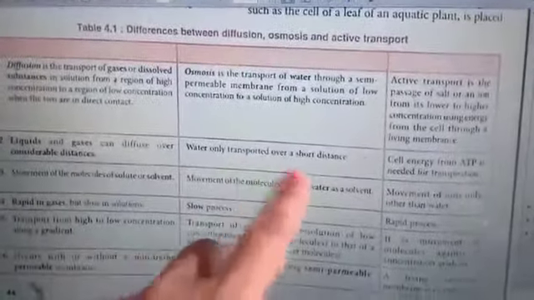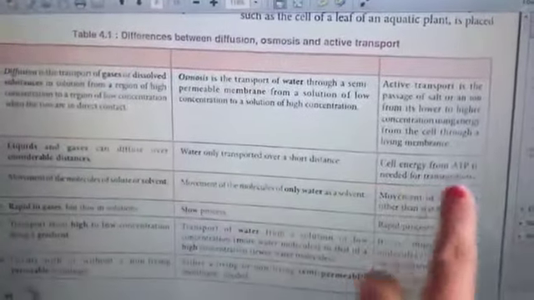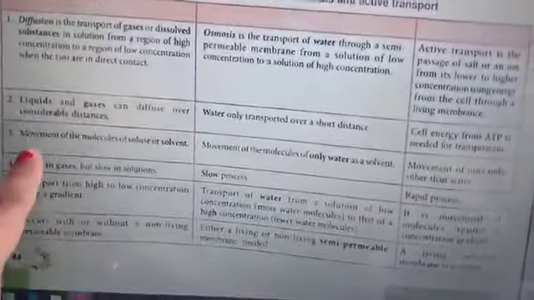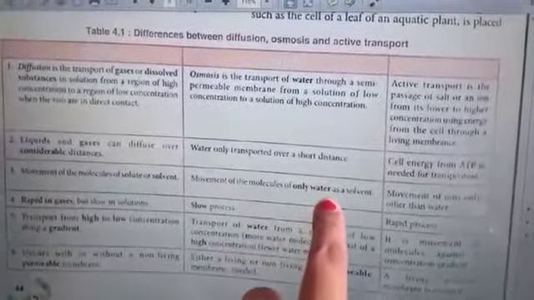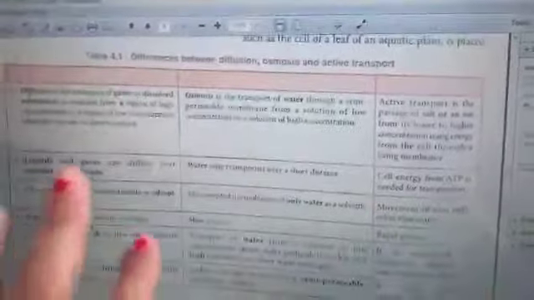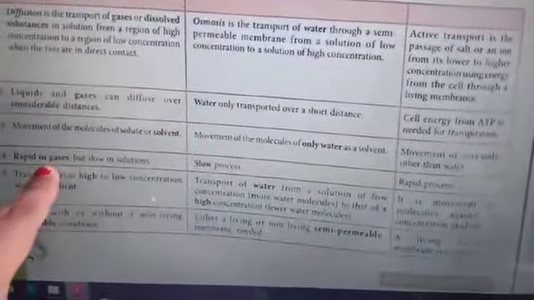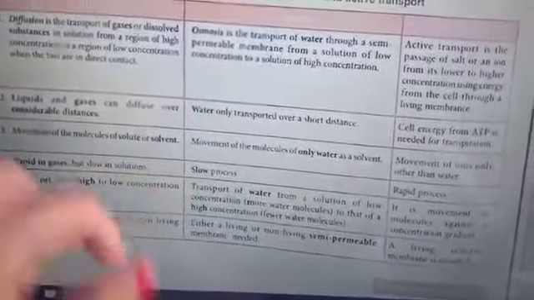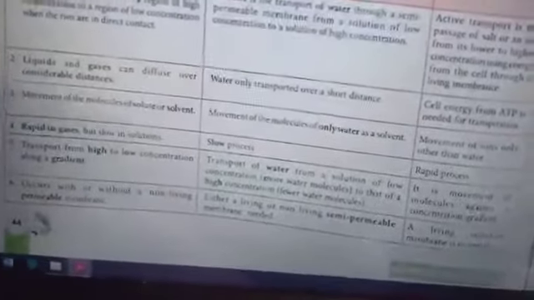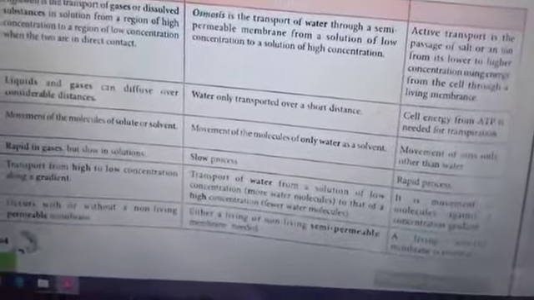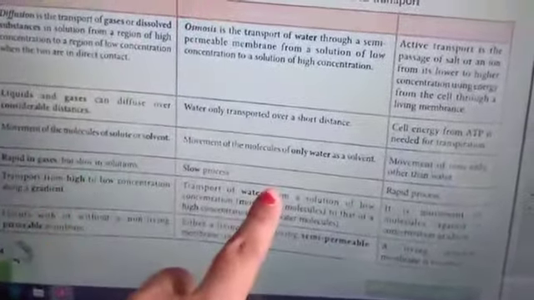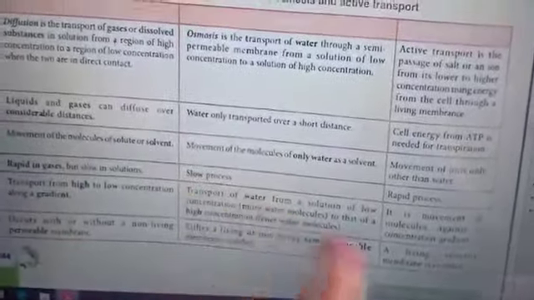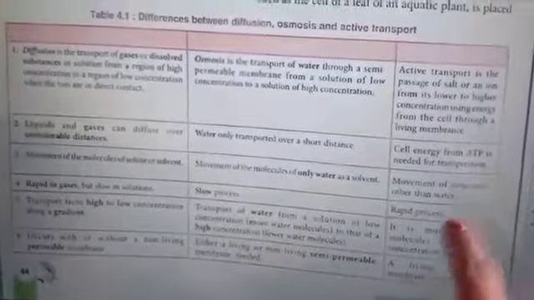In diffusion, gases and liquids can diffuse very easily because they have a lot of space. Over here, water is transported for a short distance only. Here, energy is required. In diffusion, molecules of the solute and solvent both can pass. Over here, only solvent can pass. Over here, only ions can pass. Diffusion is rapid in gases but slow in solutions. As you all know, solids, liquids and gases have more space, thus diffusion is rapid in this. As it takes place in solutions, it is somewhat slow. This is again rapid because it needs energy and carries out fast.